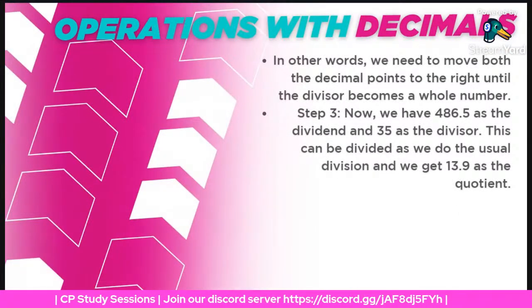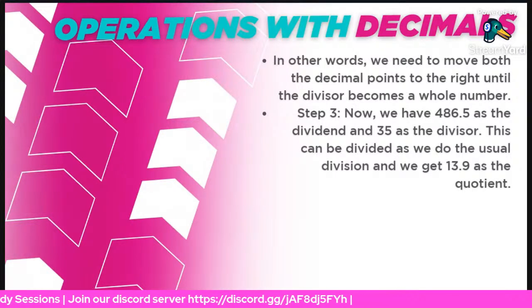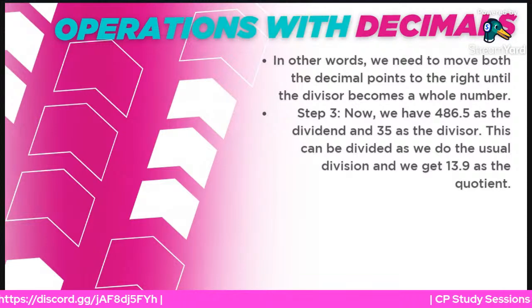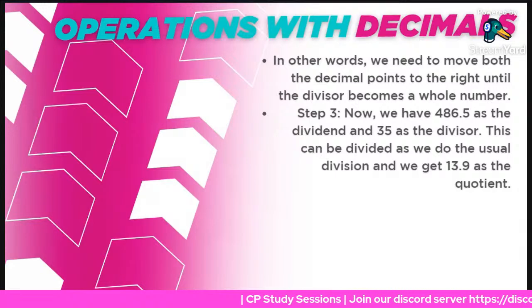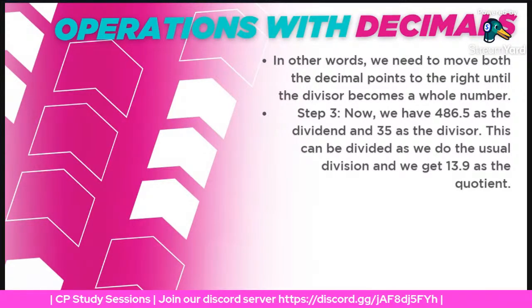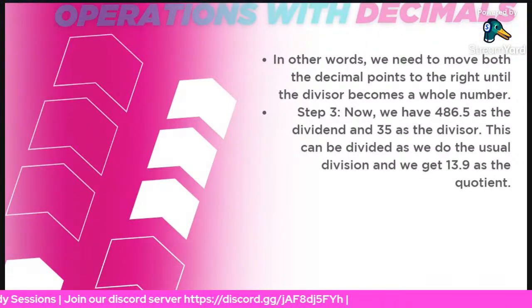So in other words, you need to move both decimal points to the right until the divisor becomes a whole number. And then step 3, now we have 486.5 as the dividend and 35 as the divisor. This can be divided as we do the usual division and we get 13.9 as the quotient. So tama ang sagot.